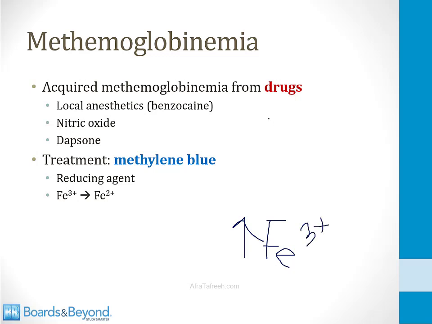So what could cause an increase in the amount of Fe3+ iron that's found in hemoglobin in our red cells? Well, it turns out there are a number of drugs that can cause this. Local anesthetics like benzocaine are famous for doing this. Most patients who receive these drugs do not develop methemoglobinemia, but a small proportion do. Nitric oxide, which is an inhaled gas, sometimes administered for pulmonary hypertension, can cause methemoglobinemia. And then finally, dapsone, which is a rarely used antibiotic, is also known to cause this problem. The treatment is with a substance called methylene blue. It's a reducing agent, and it converts iron from the 3+ state back to the normal 2+ state, which can bind oxygen.